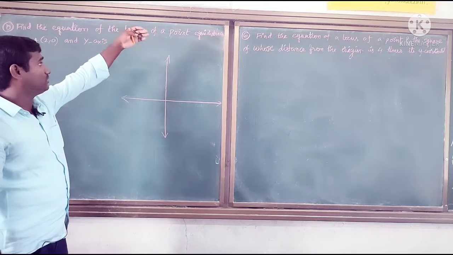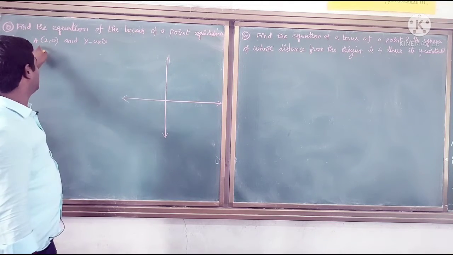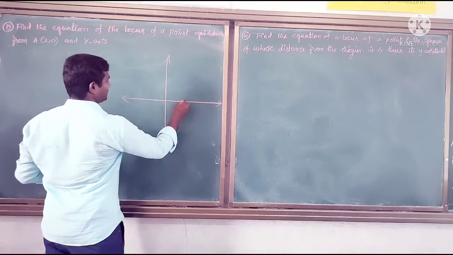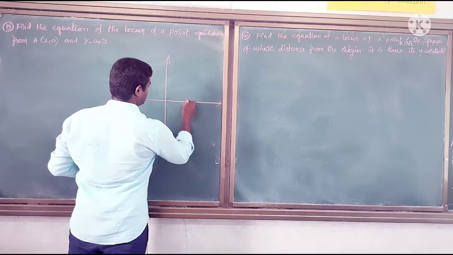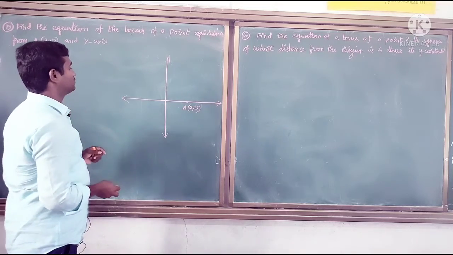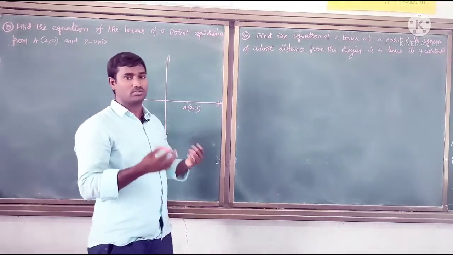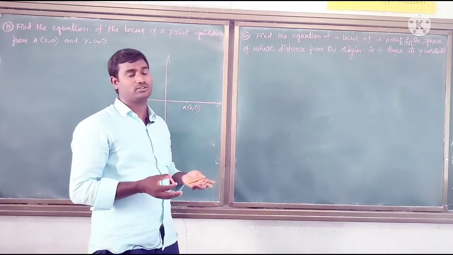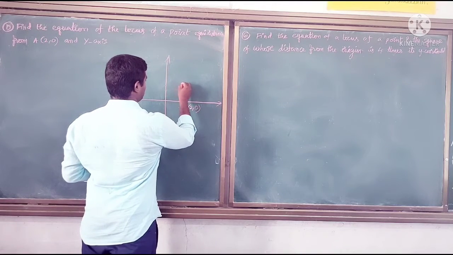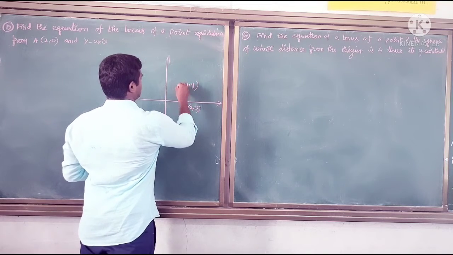Find the equation of the locus of a point equidistant from A(2, 0). So (2, 0) means it will be on the x-axis, so you can take one point here, A, that is (2, 0), and the y-axis. We need to mark the point on the locus, so let us assume the point P(x, y). You can take it somewhere here, P(x, y), this point.